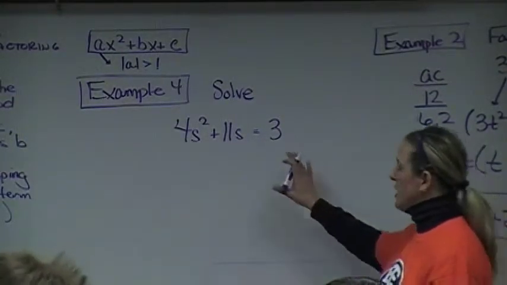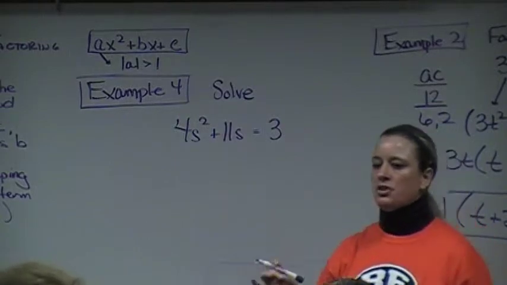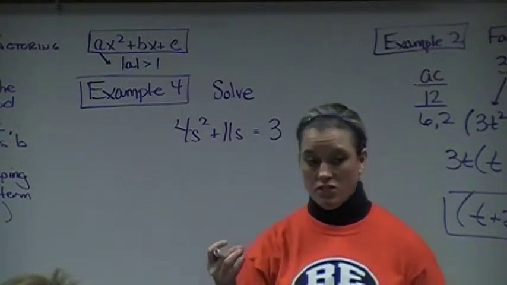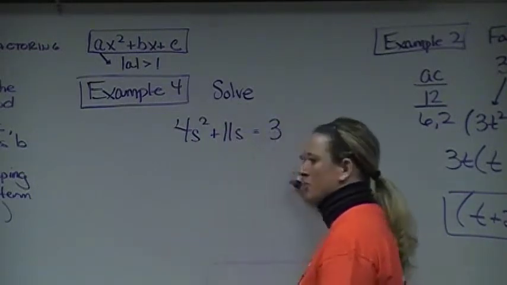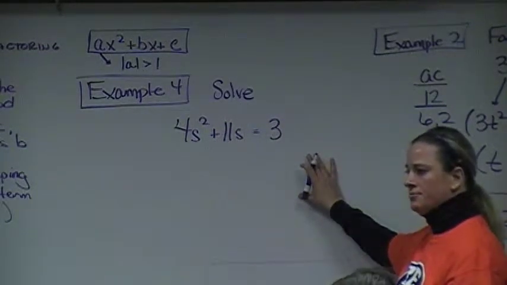Solve, right? So since we're asked to solve, what do we have to make sure this equation is set equal to? We have to set it equal to 0, don't we? So how would I set this equal to 0? What would I need to do to both sides?